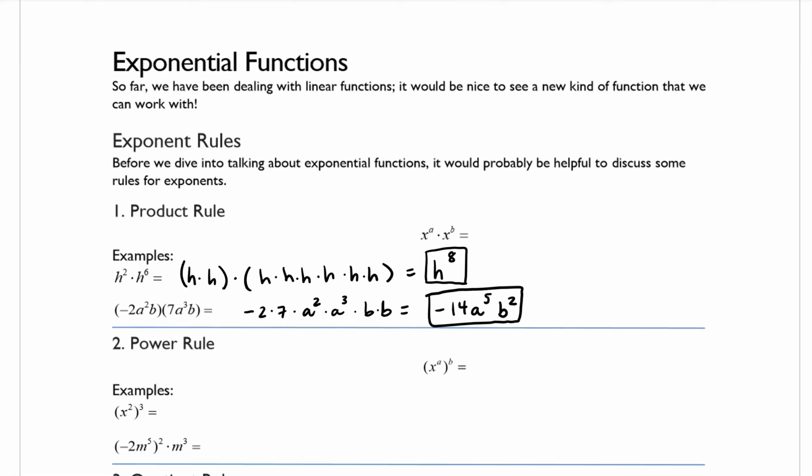So now we can talk about the general rule. If I have a number of x's and I'm multiplying that by b number of x's, in other words, I'm multiplying x to the a power times x to the b power, then that is equivalent to x to the a plus b power. So basically, the product rule just says that we add the exponents together.